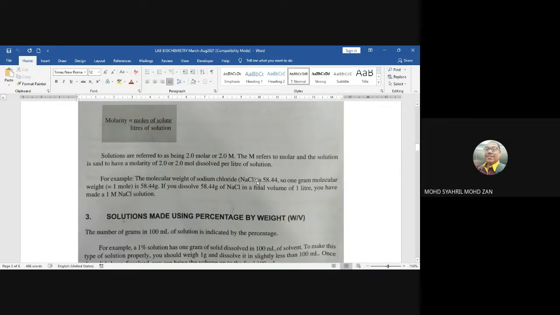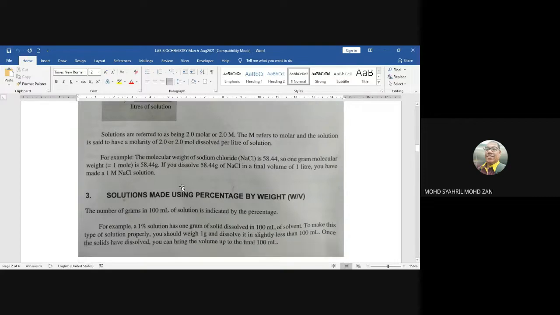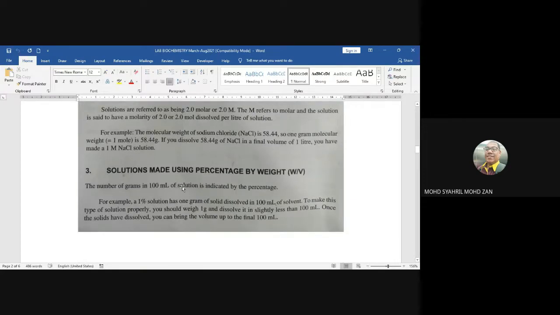So how do you get the 58.4 gram? You have to calculate the molecular weights. So you can put anything, right? Bukan saja sodium chloride, right? Alright, so continue number 3.